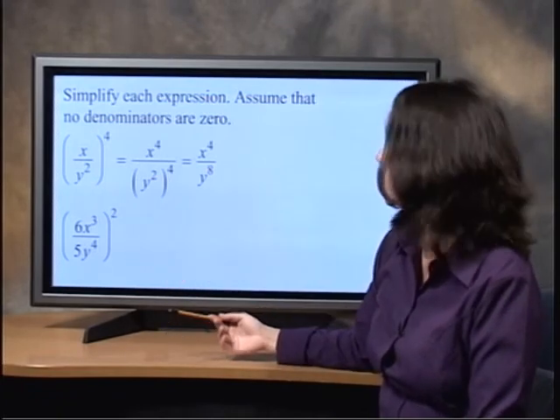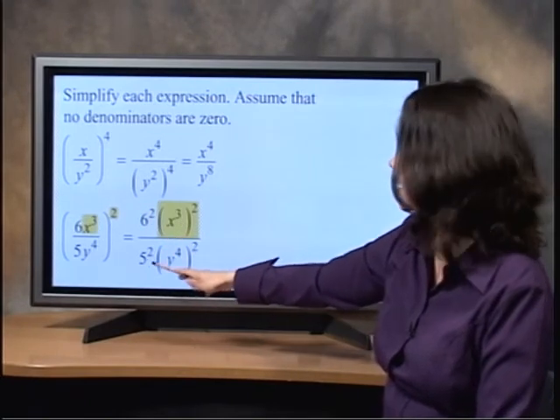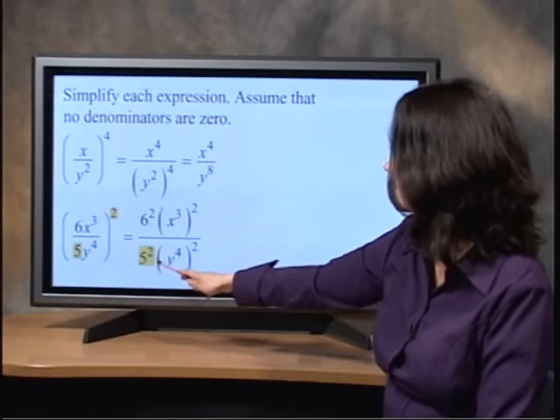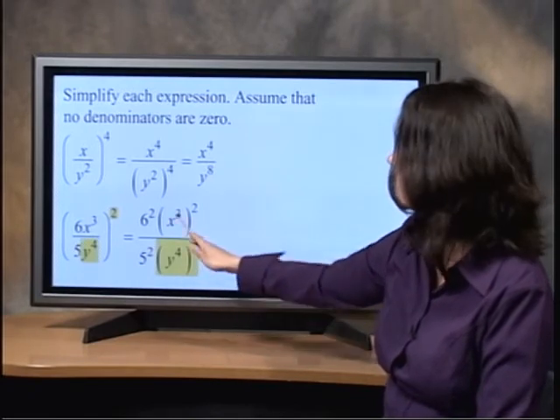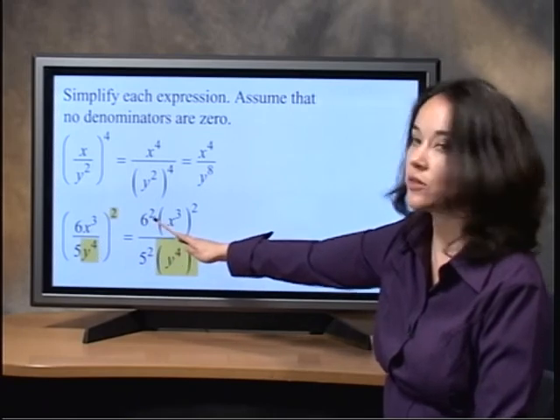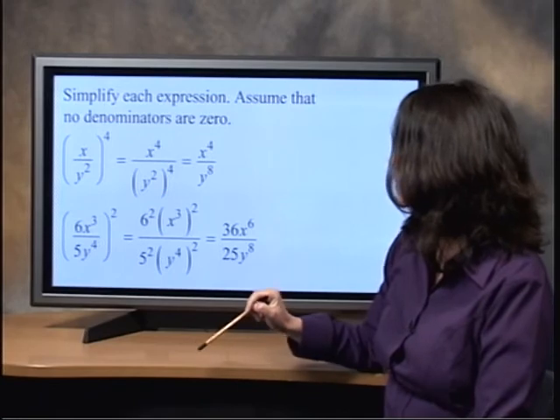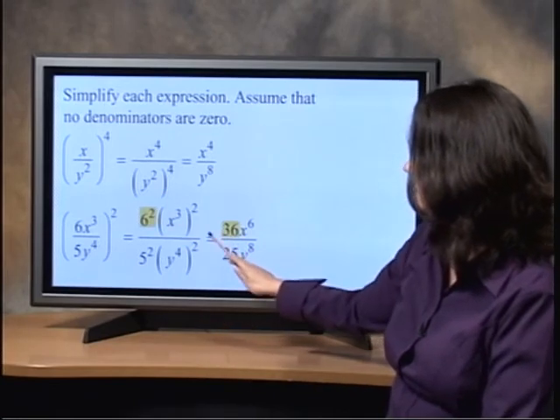So we're going to distribute the 2 to the 6, to the x cubed, and then in the denominator to the 5, and to the y to the fourth. So 4 different places we have to distribute. Don't forget to distribute the square to the numeric terms, the 6 and the 5. That's important. All right, simplifying, 6 squared is 36.